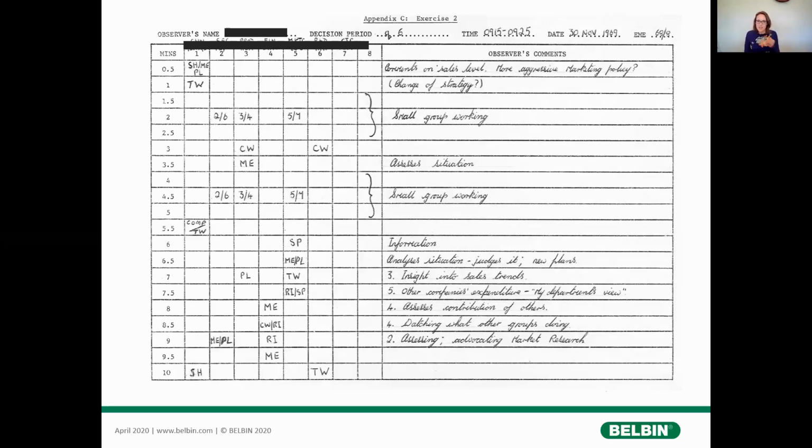And here, this is a little further along the line than one of the earliest, because as well as their numerical notations, they've begun to use the team role abbreviations. So they're noticing these patterns. You can see there's monitor evaluator, there's plant, there's CW, which is company worker, the old name for implementer. So every 30 seconds they were saying, okay, how are people contributing? How is this shaping the way that the team's performing? And that way they could begin to build up a picture of what had happened in the team.